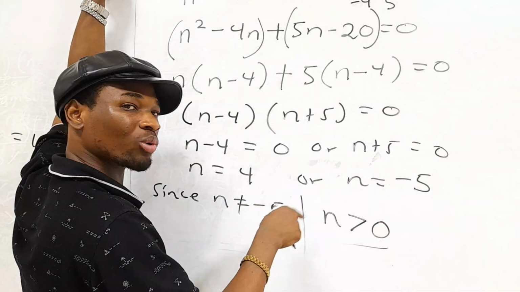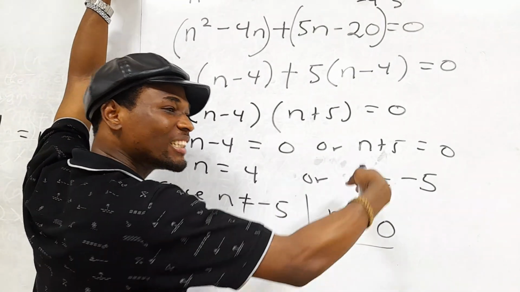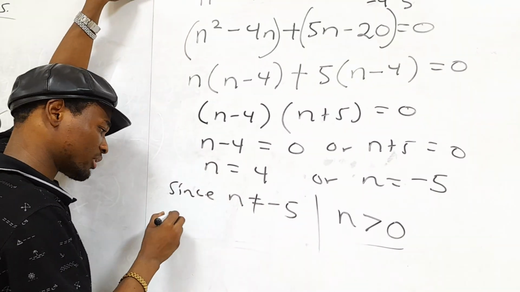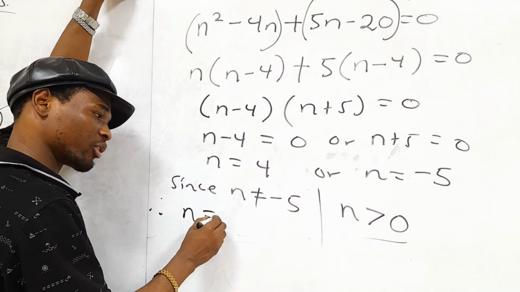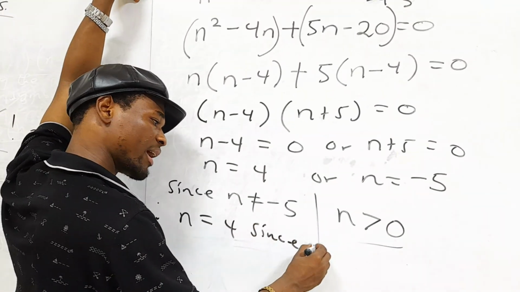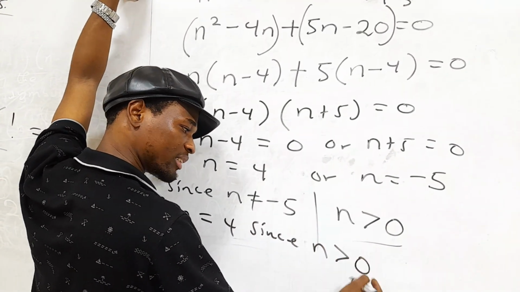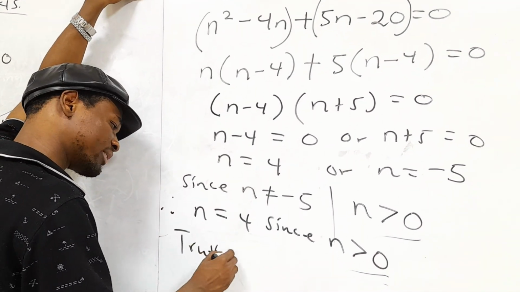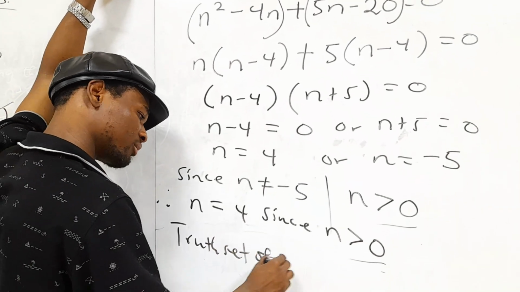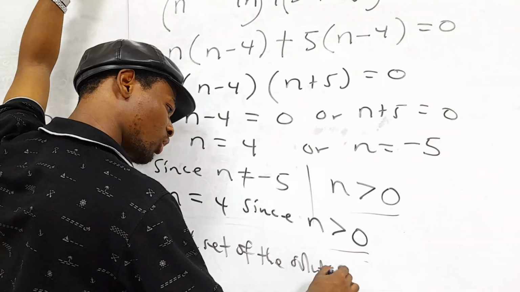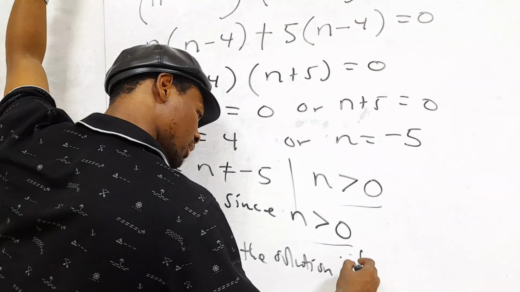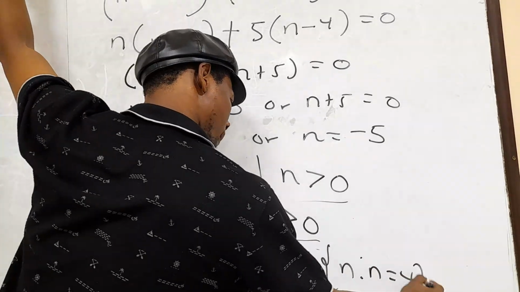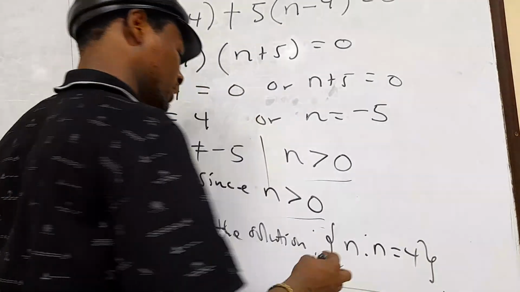You know that n denotes the number of items. You don't have a negative number of items, only positive, right? So you are going to pick this. Therefore, n is equal to 4, since n is a positive integer. So the true set of the equation, or the solution, is given by n is such that n is equal to 4. As simple as that.